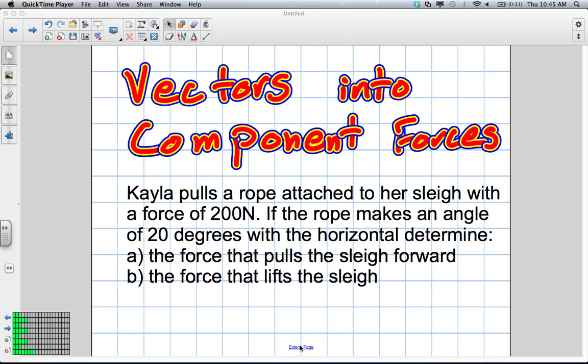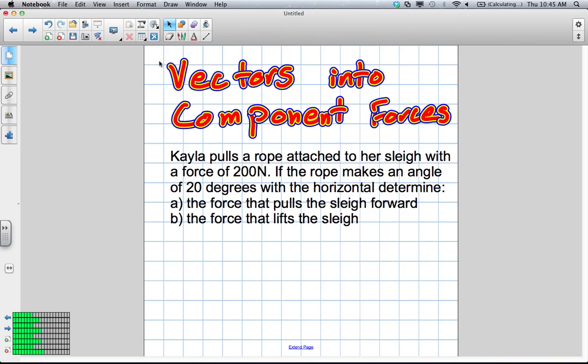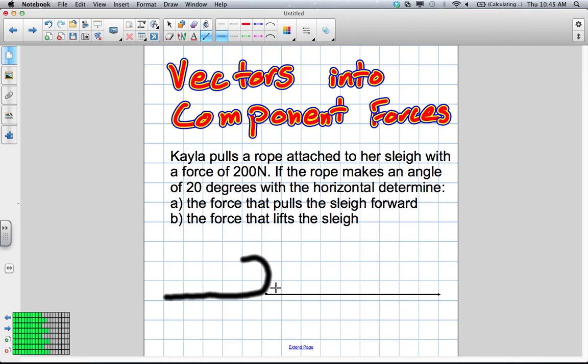Before I even get to any of that, I'm going to create a picture of what's going on. So here is the sleigh. We're going to do one of those old school sleighs that hook up like this. Those are the ones that are fastest by far, in case you're wondering. And then she's pulling the sleigh with a rope.